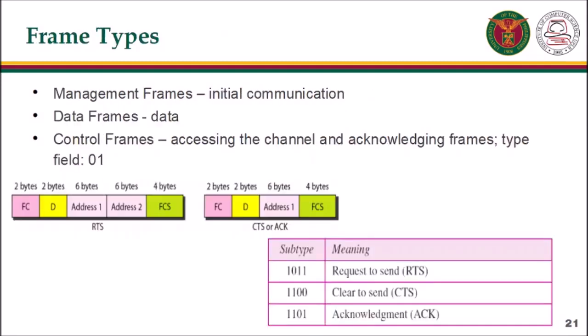A wireless LAN defined by IEEE 802.11 has 3 categories of frames: management frames, control frames, and data frames. Management frames are used for the initial communication between stations and access points. Data frames are used for carrying data and control information. Control frames are used for accessing the channel and acknowledging frames. For control frames, the value of the type field is 01. The values of the subtype fields for frames we have discussed are shown in the table.